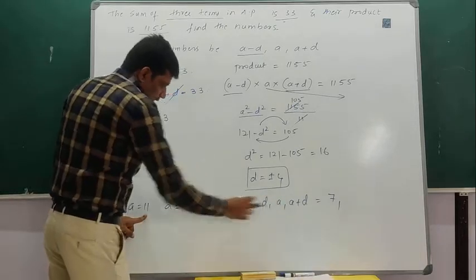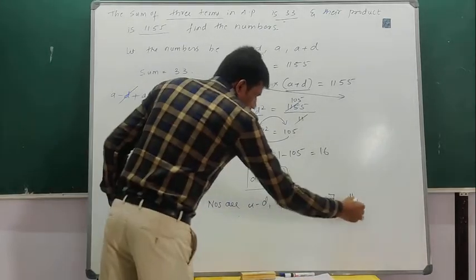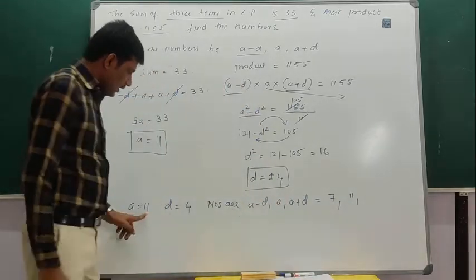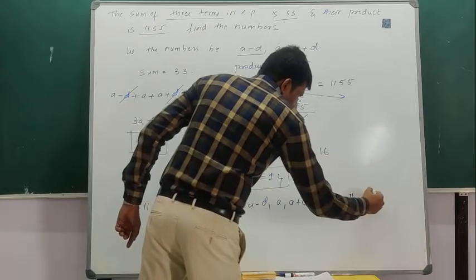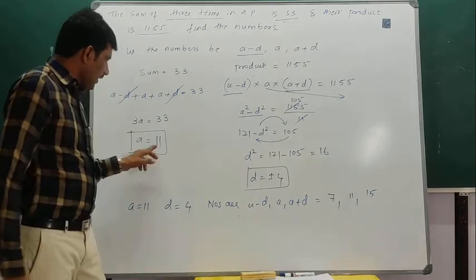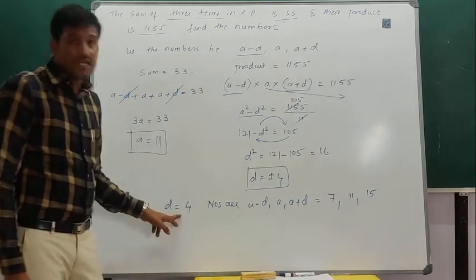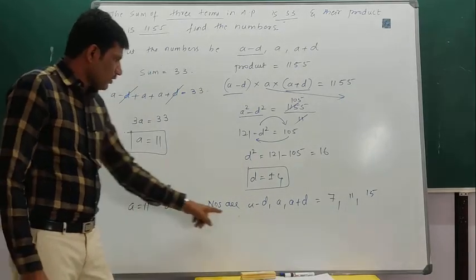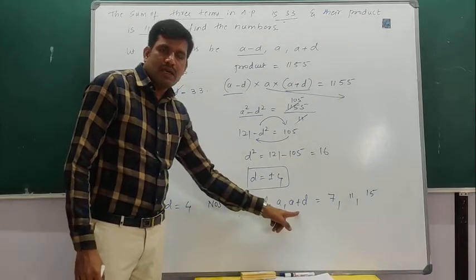Next value is a. What is a value? It is 11. The third value is a plus d, that is 11 plus 4, which is 15. So the numbers are, first we take a value as 11 and d value as plus 4. The numbers are a minus d, a and a plus d.